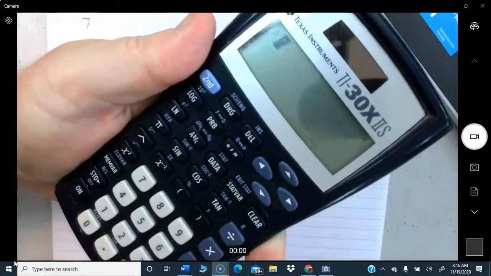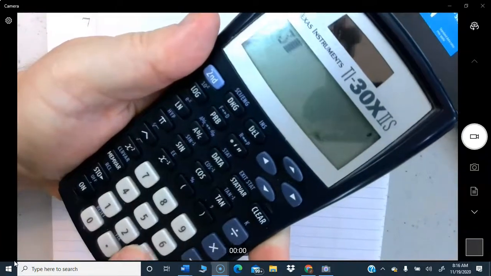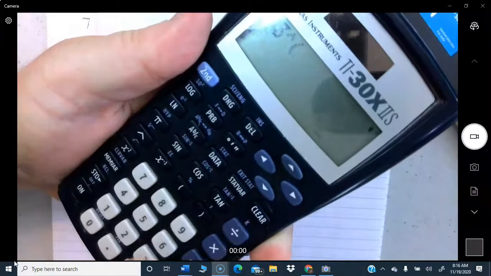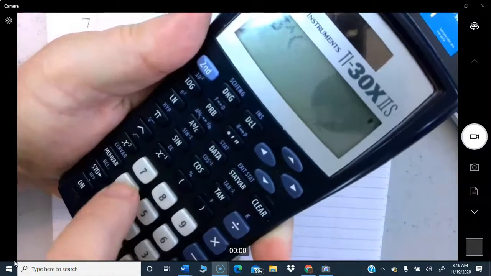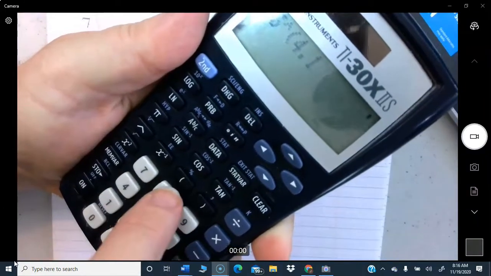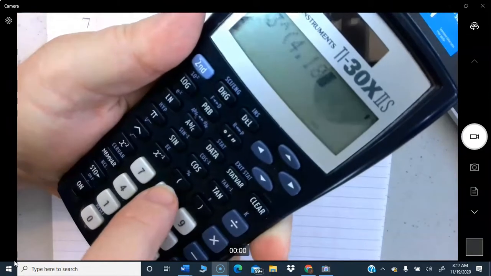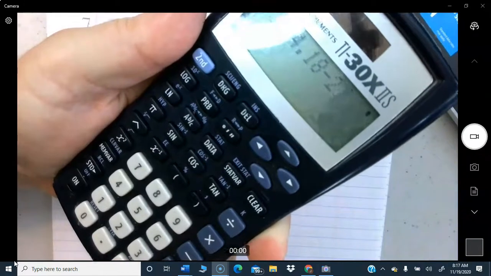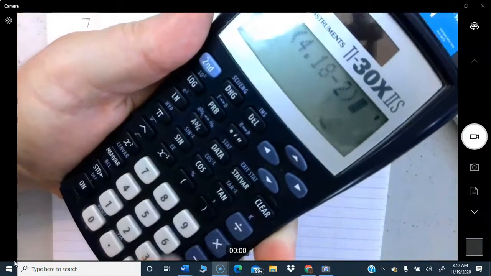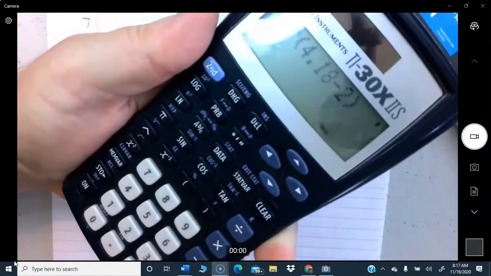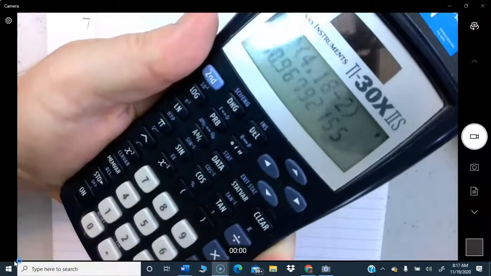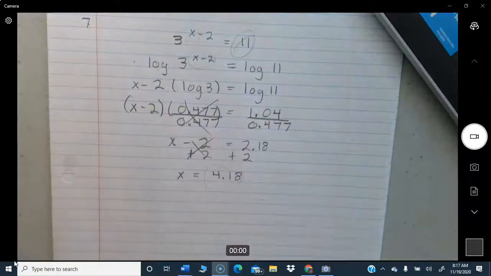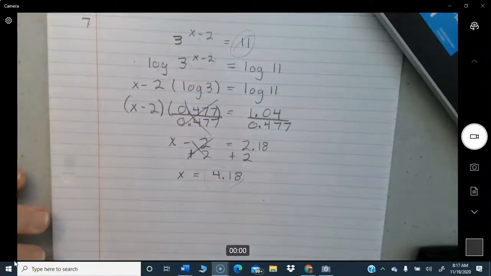I didn't close a parenthesis. Here, let me show you what I did. Let me do it right. 3 raised to the power. Now I'm going to put a parenthesis. 4.18 minus 2. You should always use parentheses everywhere on a calculator. Close the parenthesis. So now everything there is up in the exponent. And now I hit that and I get 10.9, which is close enough to 11. Okay? So that's your answer.